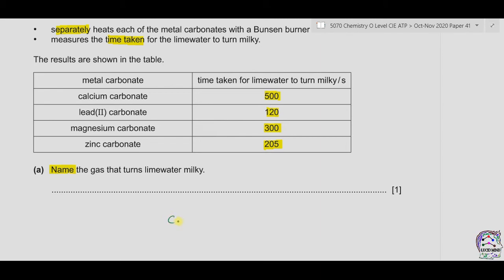Now you should know that carbonate decomposes to produce carbon dioxide gas under heat. And carbon dioxide turns lime water, which is calcium hydroxide, into milky water, which is due to the presence of calcium carbonate. So the name of the gas is carbon dioxide.